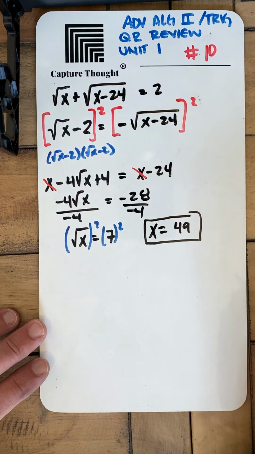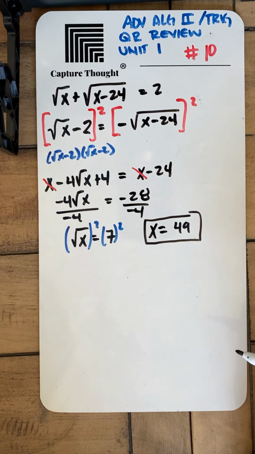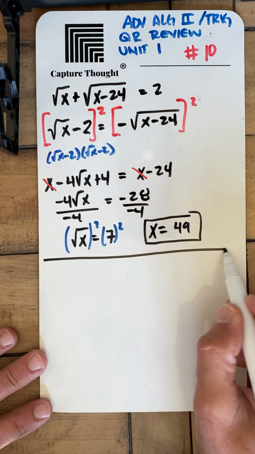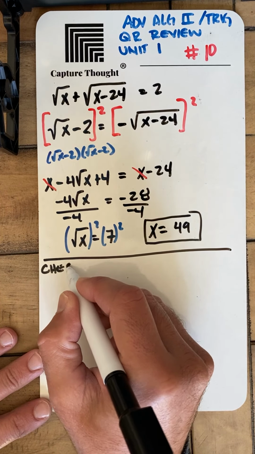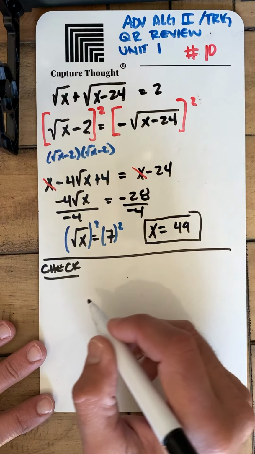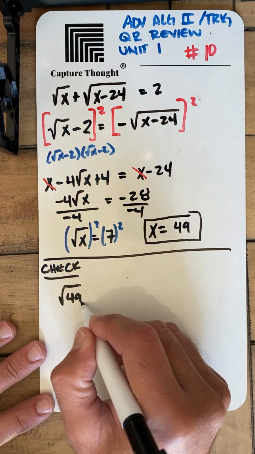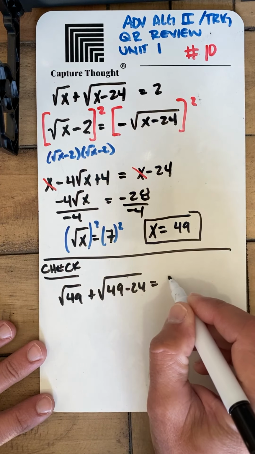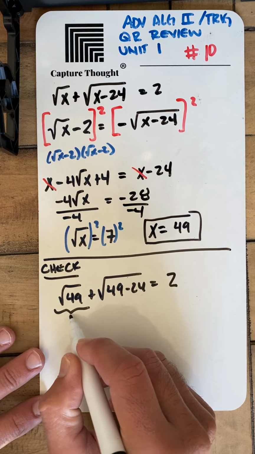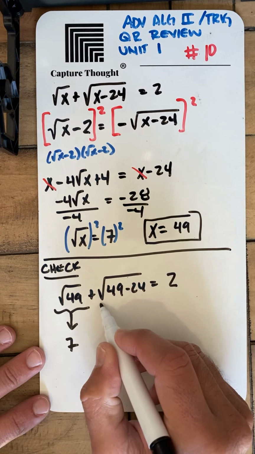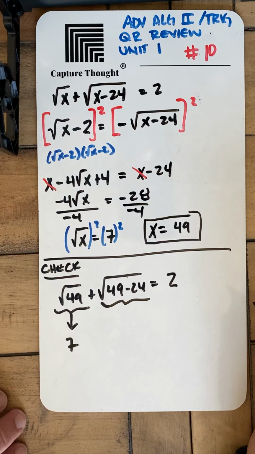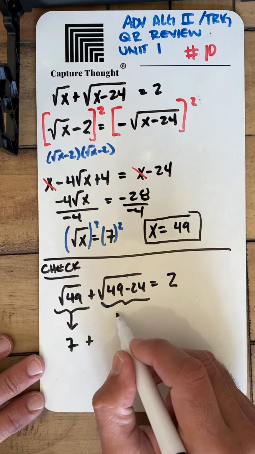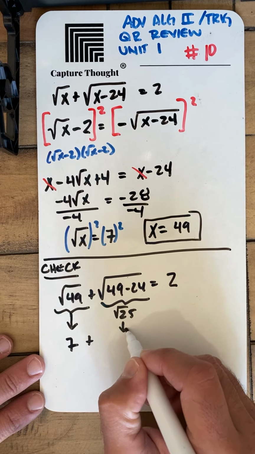Okay, so I would double check that and make sure that this is actually a solution and that it works. So over here, this is where I check because the directions ask me to do so. Is the square root of 49 plus the square root of 49 minus 24 equal to 2? Well, the square root of 49 we know is just 7. 49 minus 24 is 25. So the square root of 25 is just the number 5.